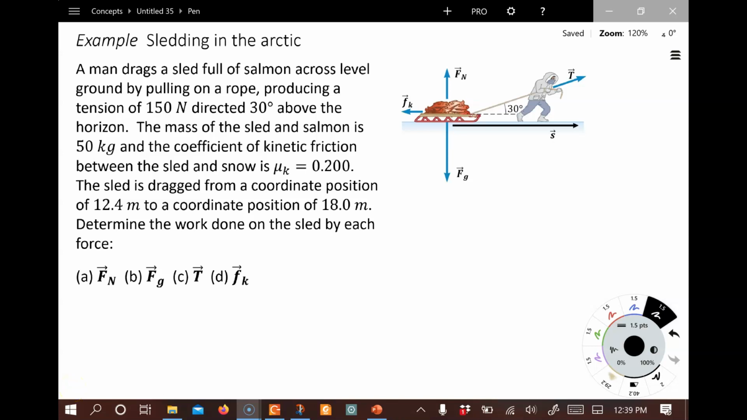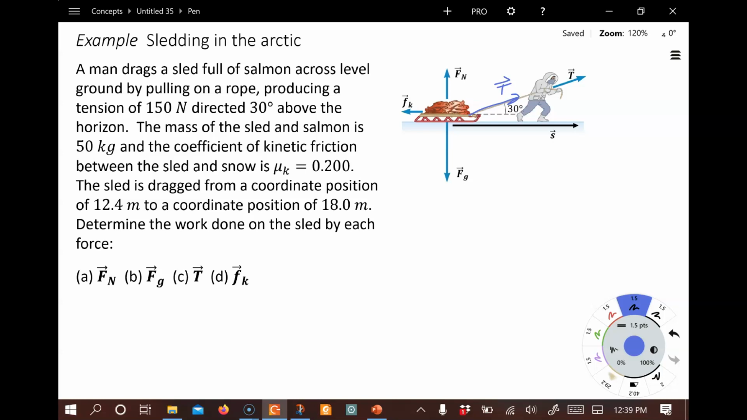Hi, this is an example problem about work from chapter 6. Pause for a moment and read the question. So we've got an image here of a man pulling a sled with salmon. And we can see that there are four forces acting on the sled with the salmon. And the tension force, of course, looks like this, because it's transmitted through the person's pull to the sled.